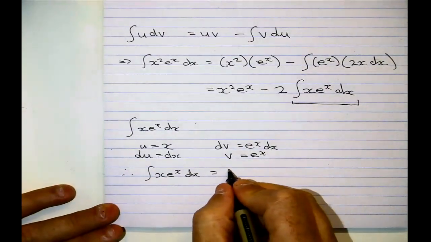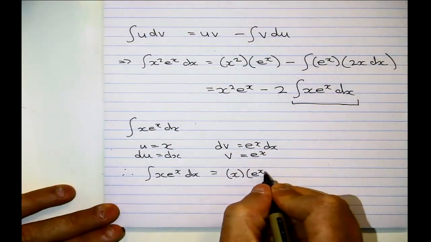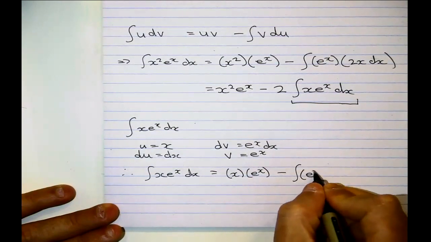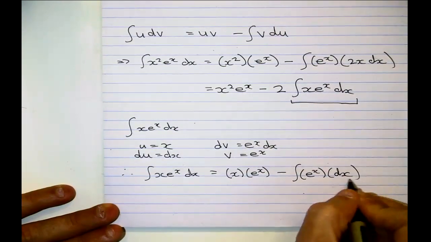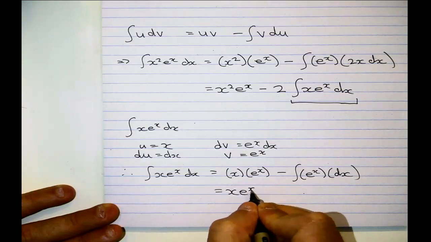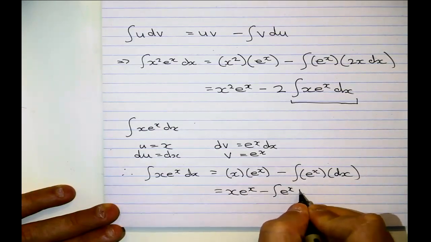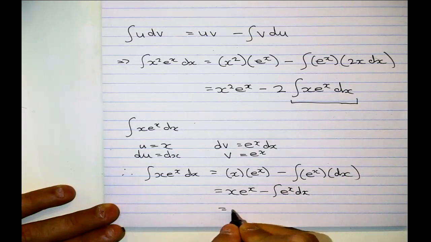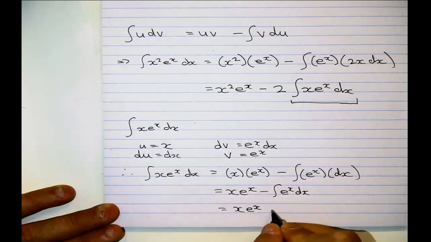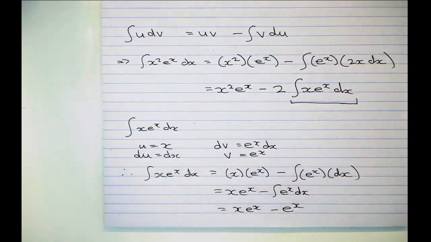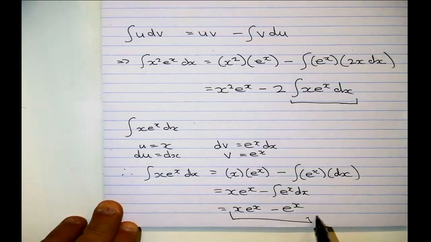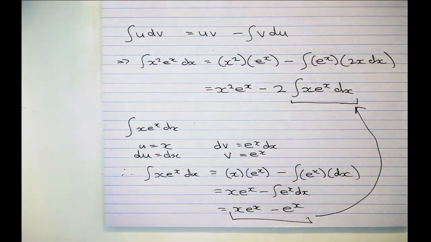Equals uv minus the integral of v du. Clean it up. Aha, I can do that one. Technically it's plus c, but I haven't finished the problem yet. I'll whack the c on at the end, that's fine. So now I just plug this into here.